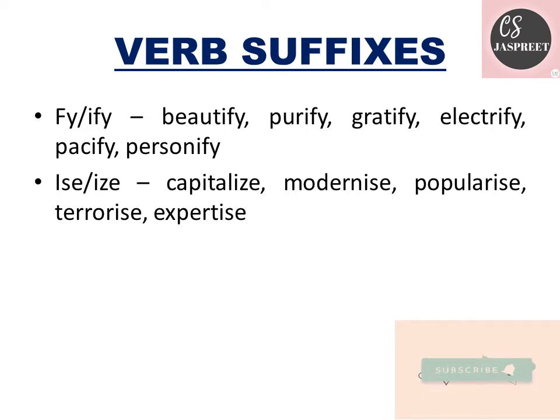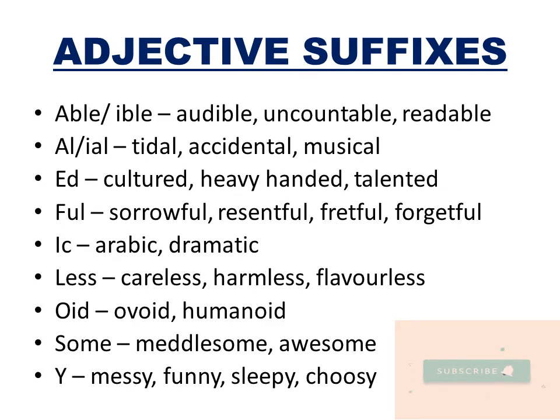Moving forward to the adjective suffixes, they are able, like audible, uncountable, readable, or al, tidal, accidental, ed, cultured, heavy-handed, talented, ful, sorrowful, resentful, fretful, forgetful, ic, Arabic, less, careless, harmless, oid, some, and just the letter y. By adding these letters or words at the end of a word, we get an adjective. And what is an adjective? It's like giving a compliment or telling something special about a place, thing, or a person. So this is all making those meanings correct.